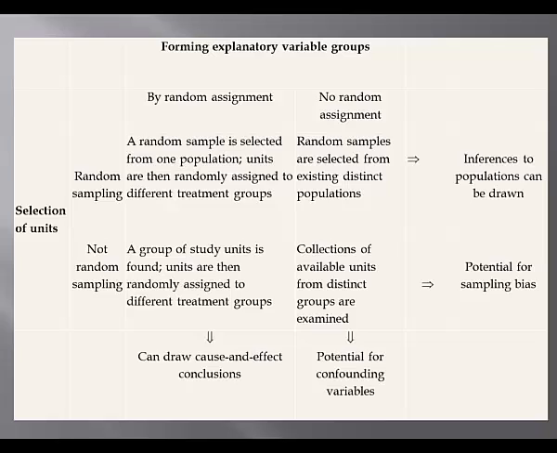You may find this table useful in answering questions about the impact of study design on your scope of inference. There's two key questions to ask. Was there random sampling and was there random assignment? First, random sampling. This is how you selected the units. You either had random sampling or you didn't. If you have random sampling, you can draw inferences to the population. If not, there's the potential for sampling bias.